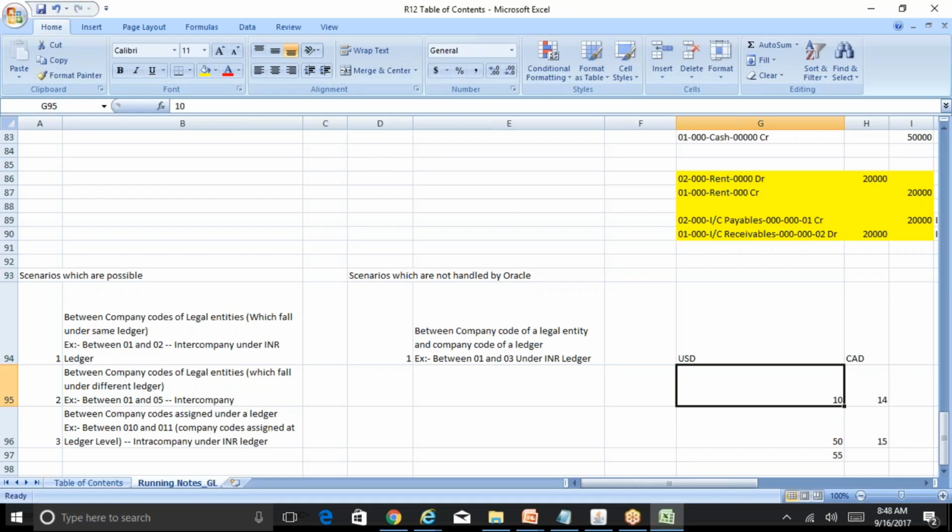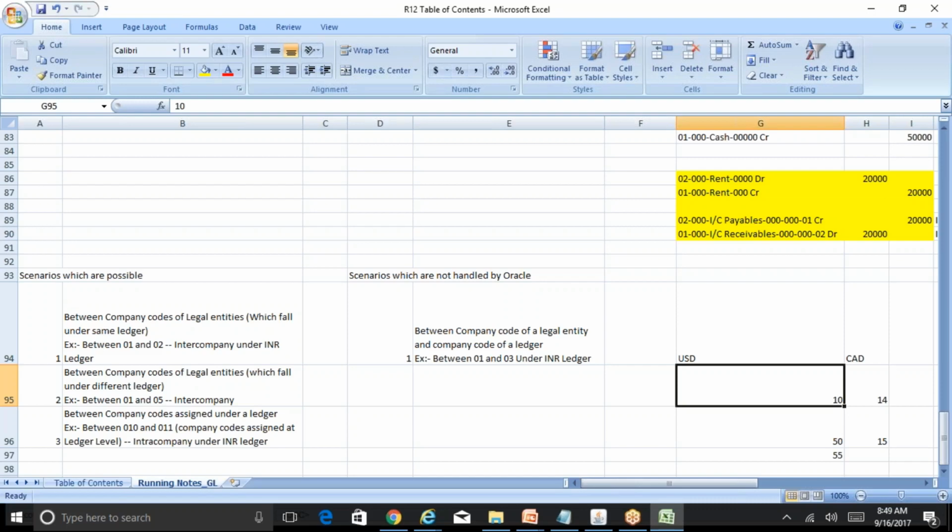The reason the user wants to use 014 under 010 is that there are some minor adjustments. They want to move some balance from the 010 company code to the 014 company code for some business reason. It could be some system issue or some other issue. They want to pass that adjustment entry.